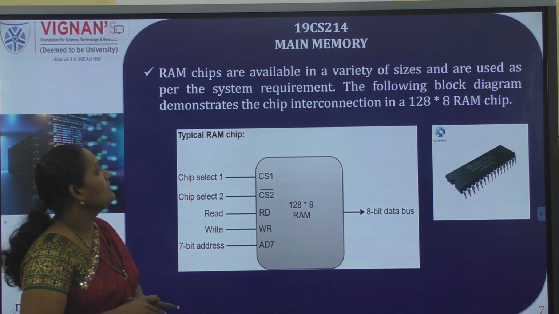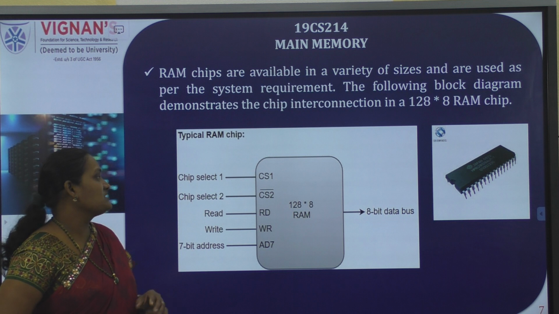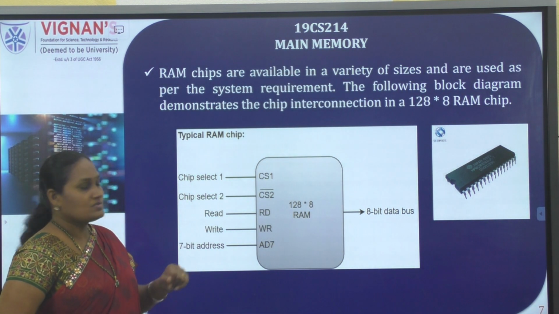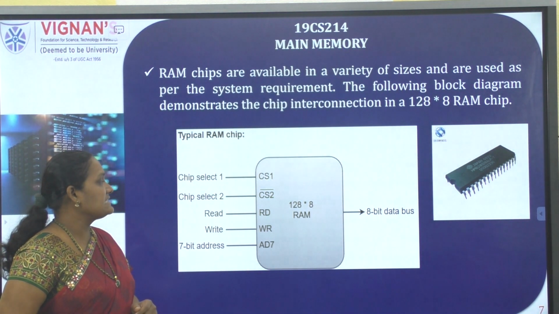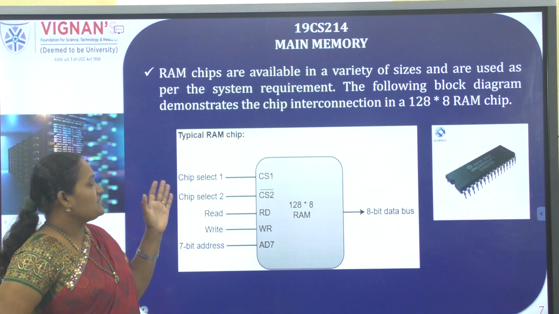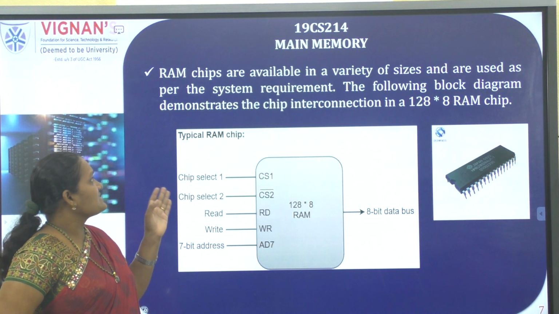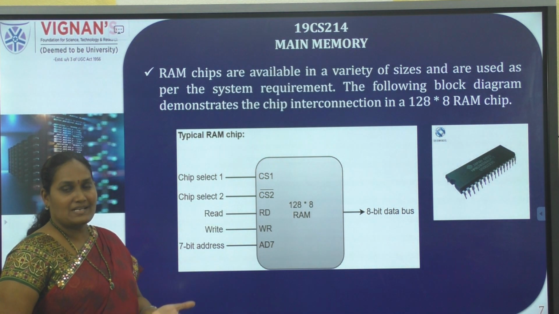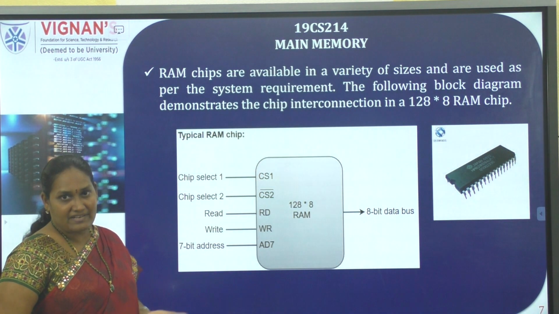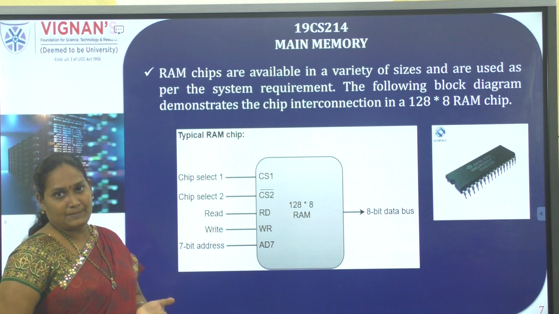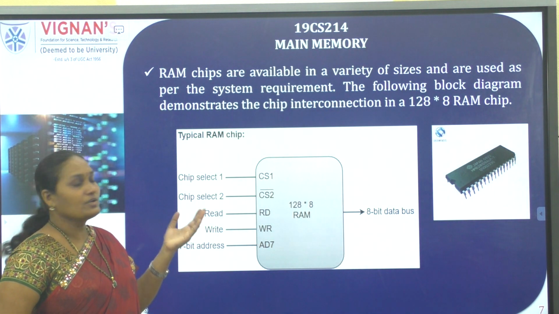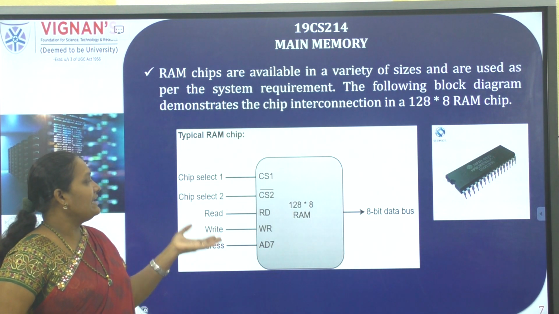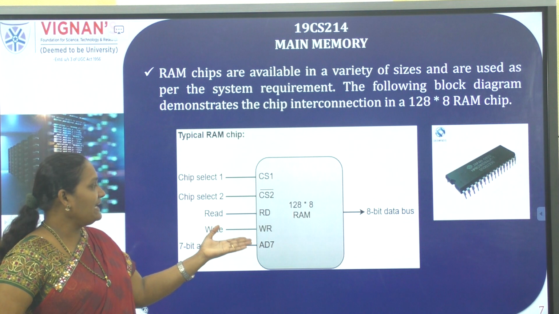Now coming to RAM chips, how is a RAM chip represented? So here I represented a diagram which indicates a RAM chip. Now RAM chips are available in a variety of sizes and are used as per the system requirement. Based on your system configuration, what you want to make, we are going to use various sizes of RAM chips. So here I represented a RAM chip of size 128 by 8.